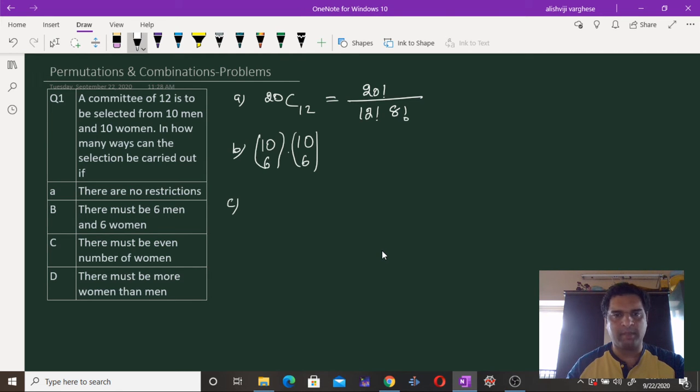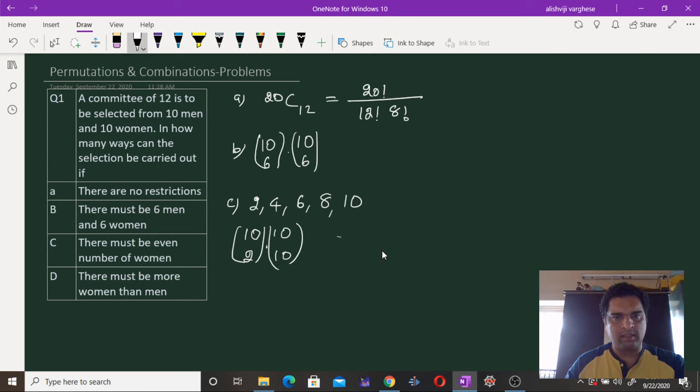So the number of women in the committee can be 2, 4, 6, 8, 10. And since there are only 10 women available, we cannot have more than 10 women in the committee. So we have to find the number of ways in which we can form a committee with 2 women, 4 women, 6 women, 8 women, and 10 women. That can be calculated as: the 2 women can be selected in 10C2 ways, and the remaining 10 positions can be selected from men in 10C10 ways.